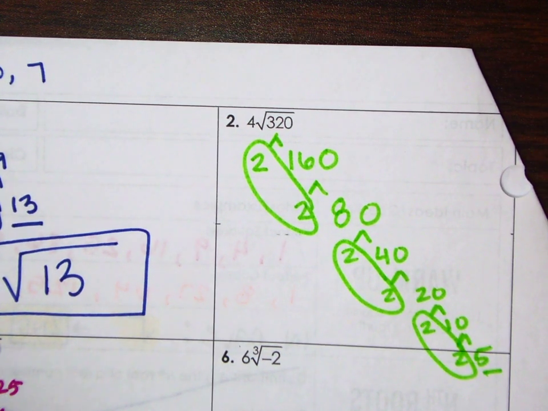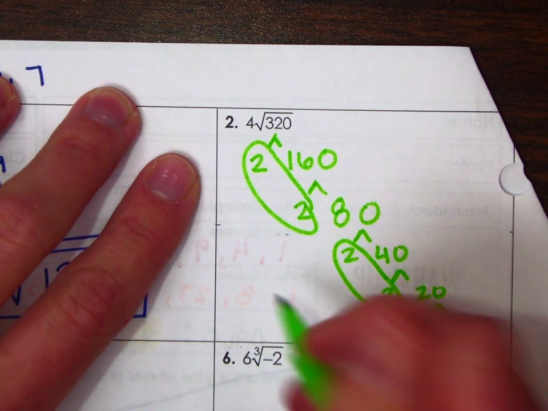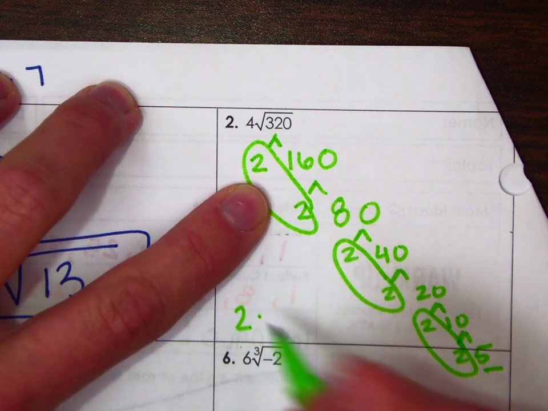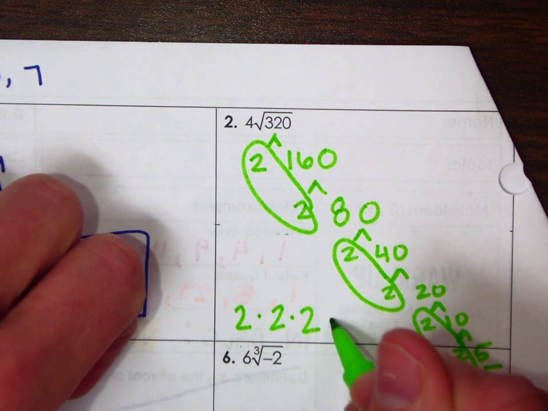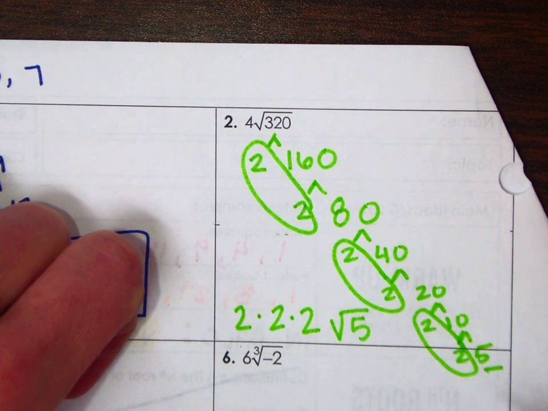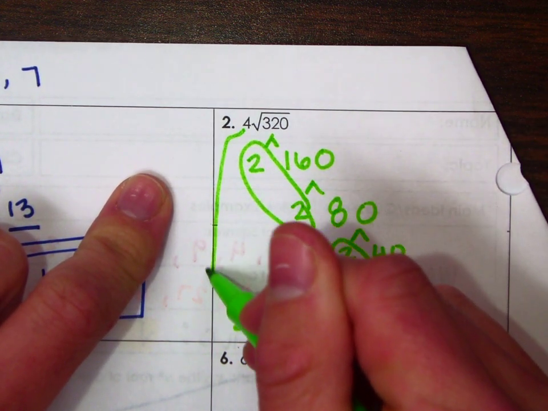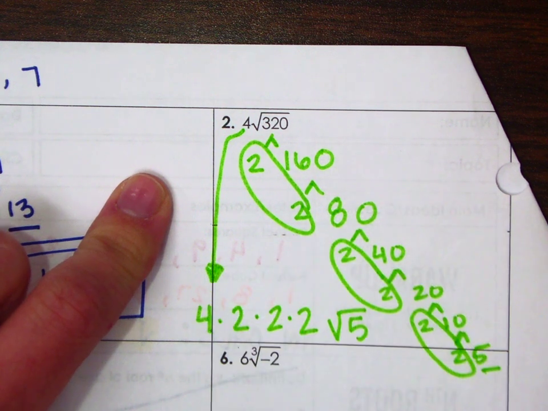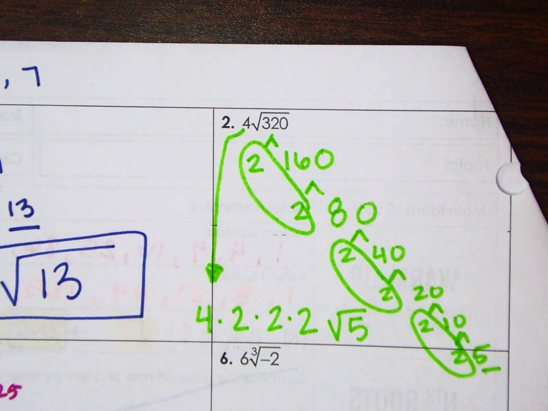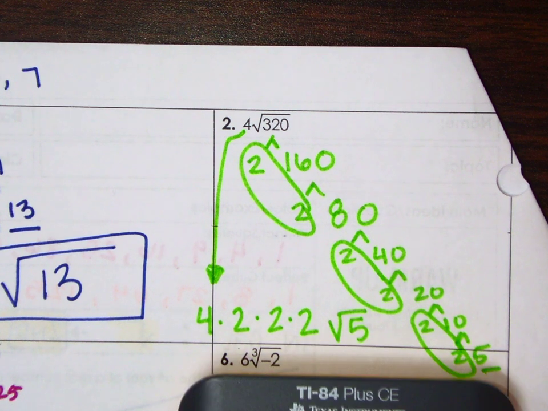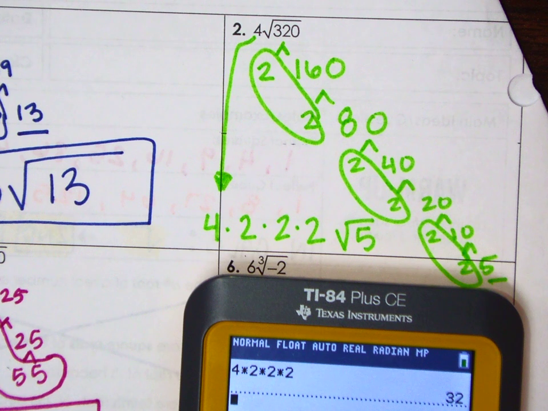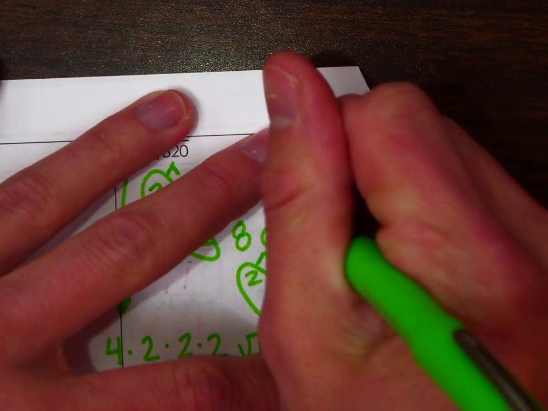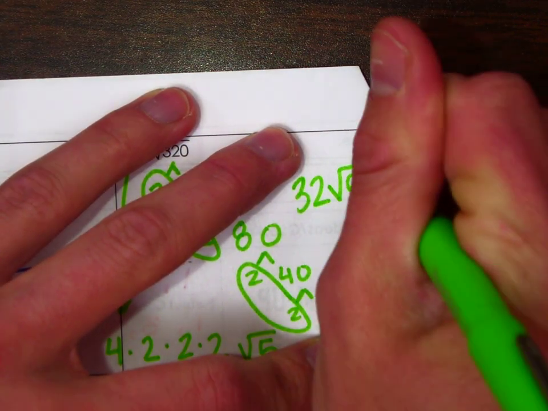For every group, you're going to pull one number out, and you're going to multiply them. So I'm going to pull a 2 out for that group, a 2 out for that group, and a 2 out for that group, and the 5 is going to go back on the inside. That 4 is also going to hang out on the outside. And so I'm going to multiply all of those numbers on the outside together. 4 times 2 times 2 times 2. And so on the outside, it's going to be 32. So your final answer is 32 square root of 5.